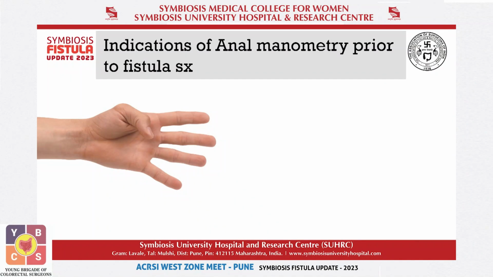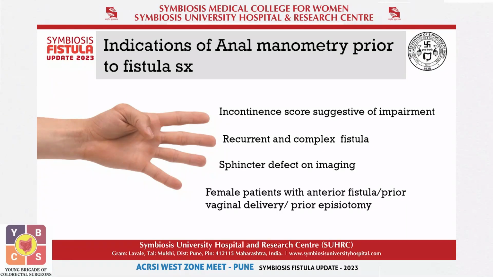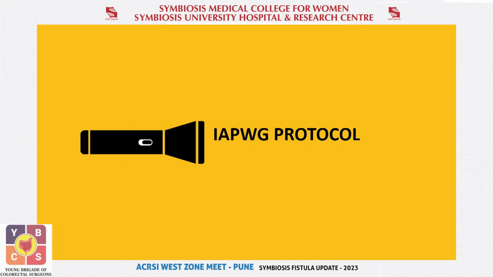So we'll see the indications for doing anorectal physiology in fistula surgery. First is the incontinence score; if it is suggestive of impairment, then we can consider it. Then recurrent and complex fistulas, sphincter defect on imaging, and in a female patient with an anterior fistula or prior vaginal delivery, or if there is a history of prior episiotomy. These are some of the indications for anorectal manometry in fistula surgery cases.